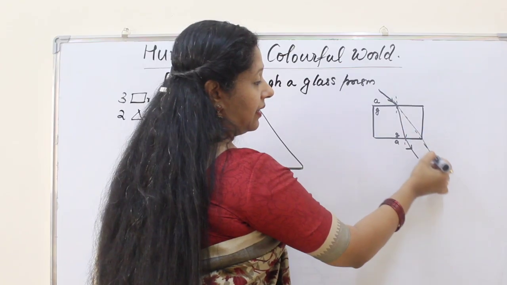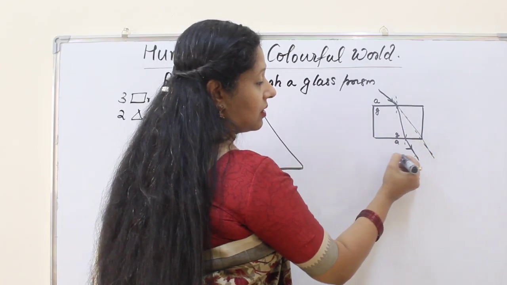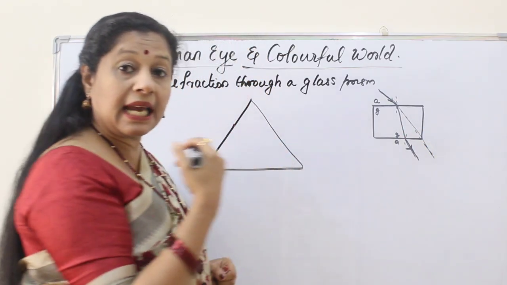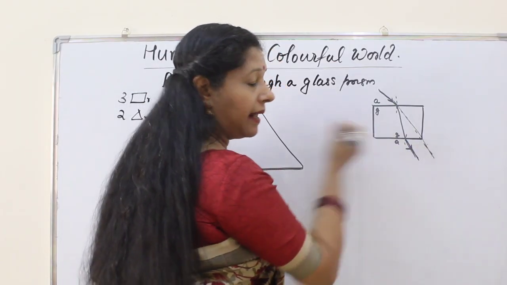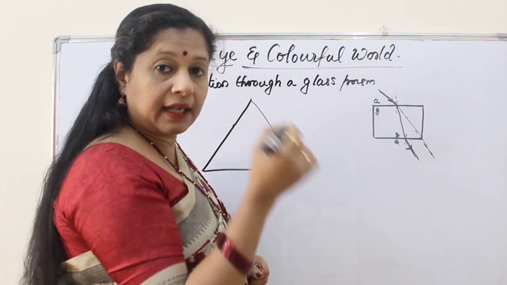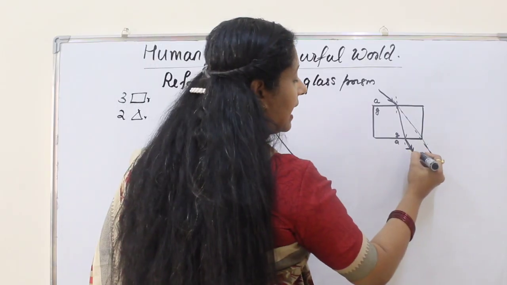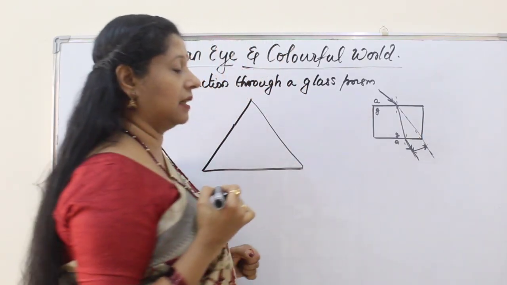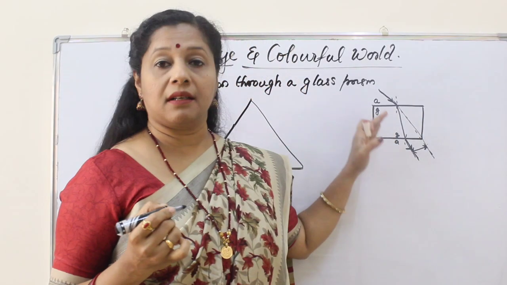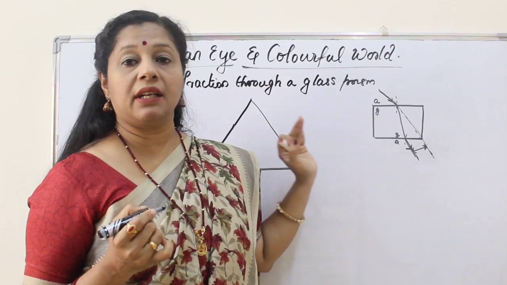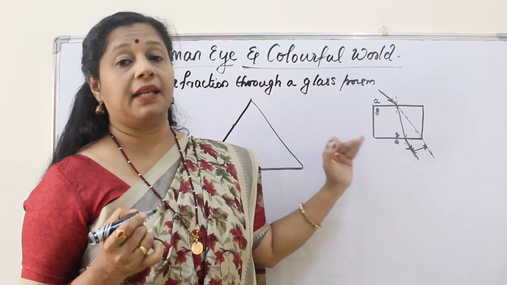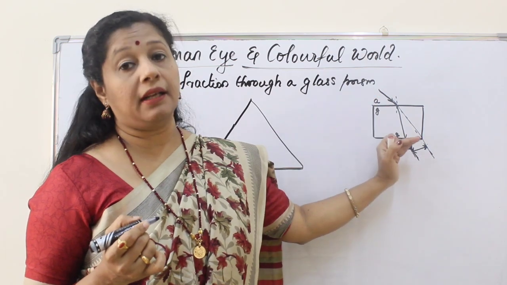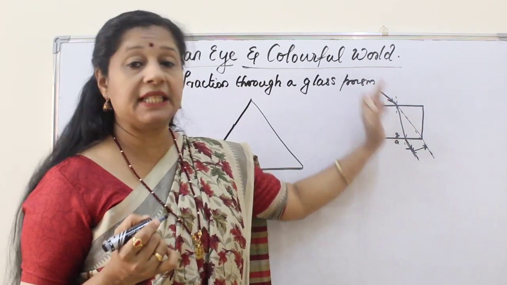The ray coming out is called the emergent ray. So this incident ray and the emergent ray are parallel, but they are not at the same position. There is a lateral displacement here. So this is the refraction through a rectangular glass slab. There was a lateral displacement of the emergent ray, but it is parallel to the incident ray.